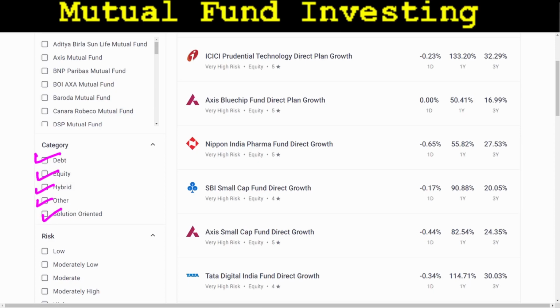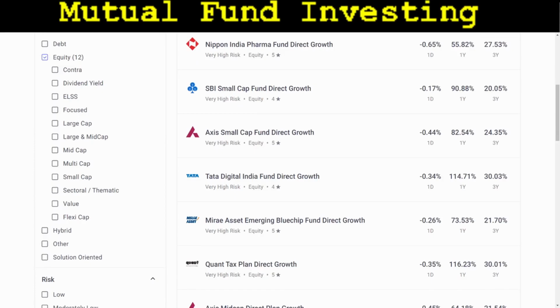However, discussing all the types of mutual funds will make this video very long. So we will restrict the discussion towards only equity mutual funds, because for younger generation, equity mutual funds generate highest returns and they are best for long-term investing. After selecting equity mutual fund, we can see 12 different kinds within equity category listed here. So let's examine and check each one of them.